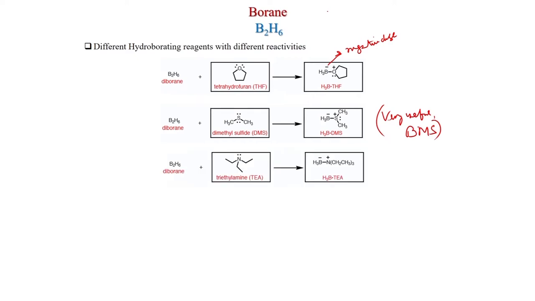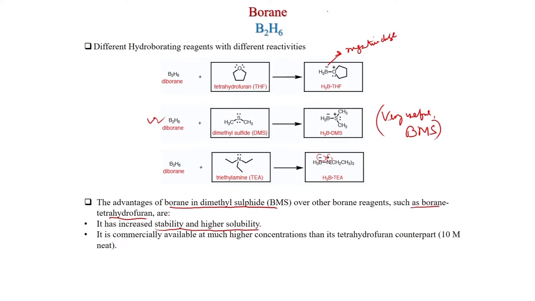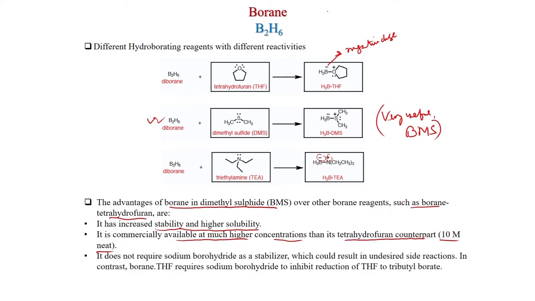And diborane, triethylamine, even diethylamine also, different amines can react with diborane and the complexes are formed. Here also boron carries a negative charge, and the nitrogen of the amine carries a positive charge. The advantages of borane in dimethyl sulfide, BMS, over other borane reagents such as borane tetrahydrofuran are: it has increased stability and higher solubility. It is commercially available at much higher concentration than its tetrahydrofuran counterpart, and you can get up to 10 molar neat this reagent BH3-DMS. It does not require sodium borohydride as a stabilizer, which could result in undesired side reactions. In contrast, borane THF requires sodium borohydride to inhibit reduction of THF to tributyl borate.